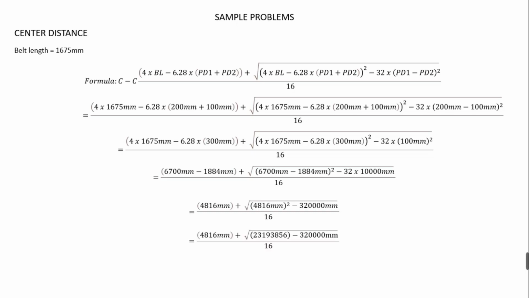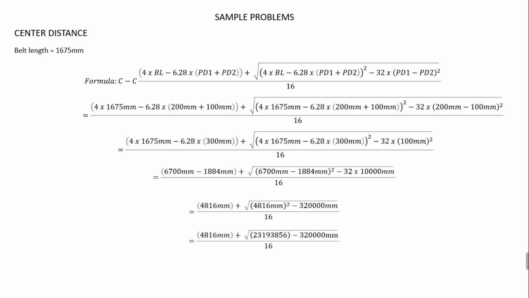So simplify: 4,816 millimeters plus 4,816 millimeters squared, which is equal to 23,193,856 millimeters squared, minus 320,000 millimeters squared, over 16.